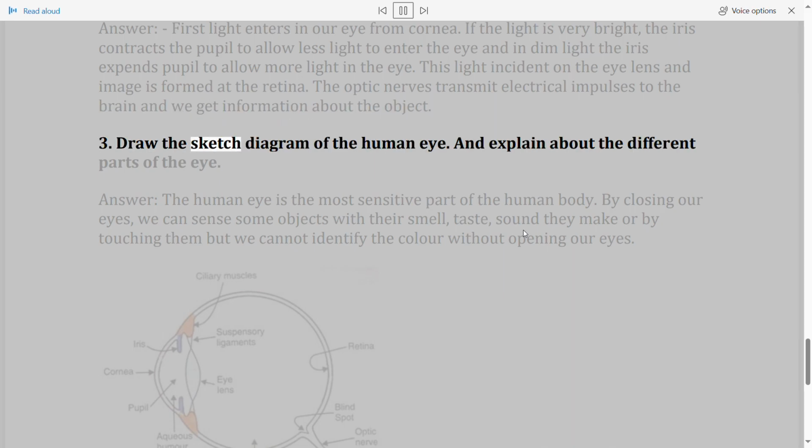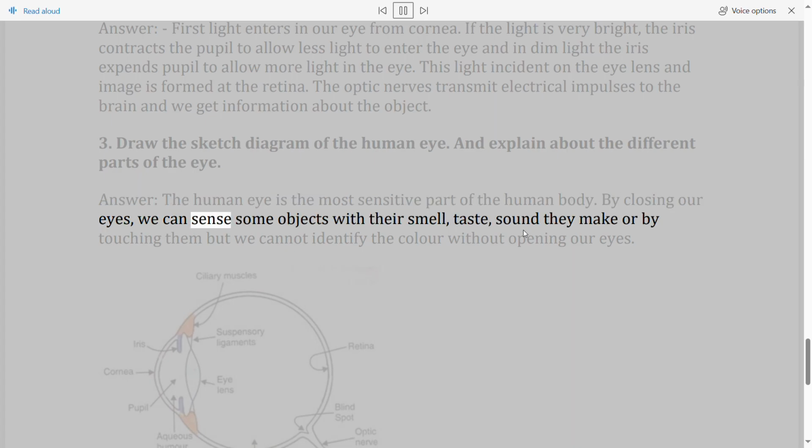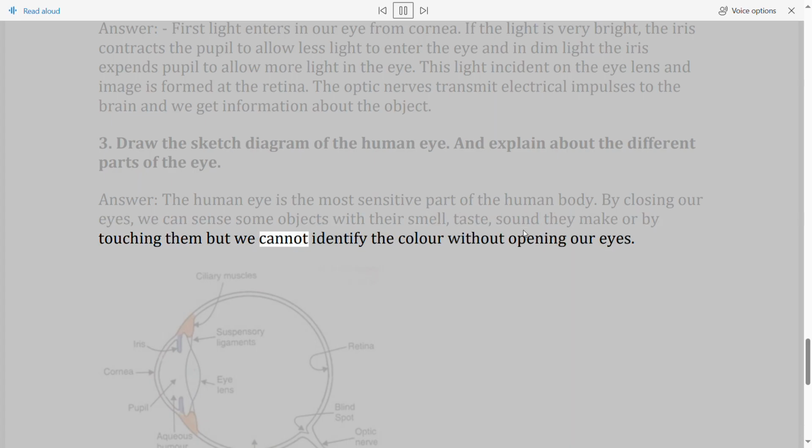3. Draw the sketch diagram of the human eye and explain about the different parts of the eye. Answer. The human eye is the most sensitive part of the human body. By closing our eyes, we can sense some objects with their smell, taste, sound they make, or by touching them, but we cannot identify the color without opening our eyes.